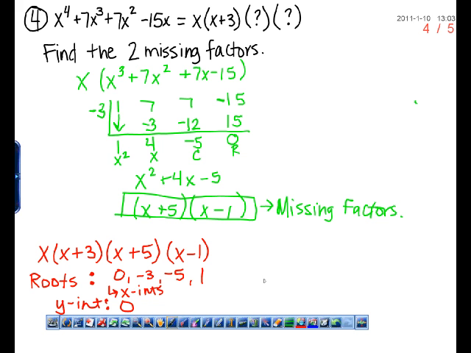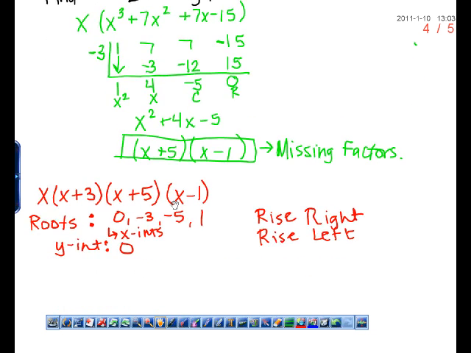What's it going to do to the right? It's going to rise to the right, because the number in front of x to the 4th would be a positive 1. What's it going to do to the left? It's going to rise left also. Why? Good. Even degree. So let's try and sketch a graph of this.